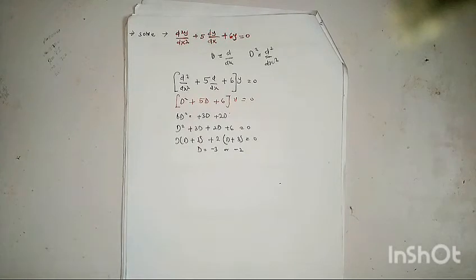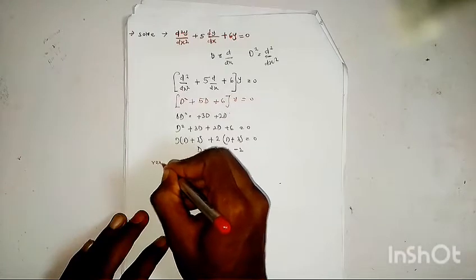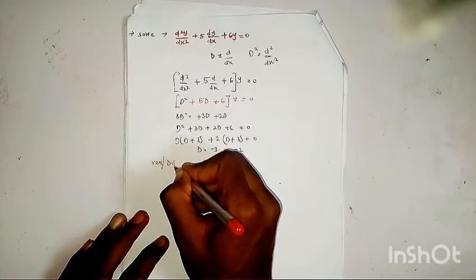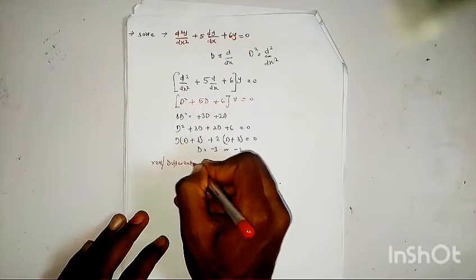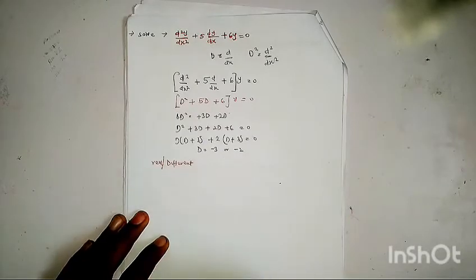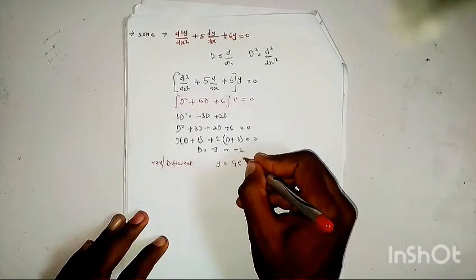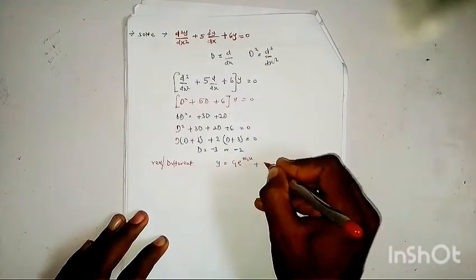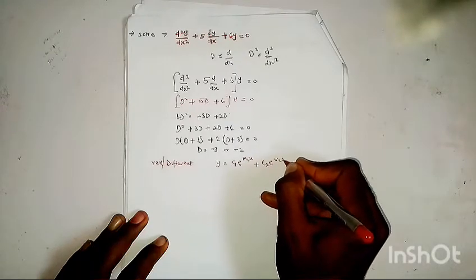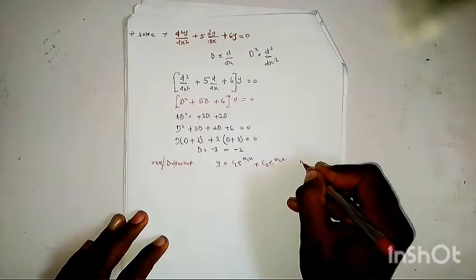So like I explained earlier before the start of the video, if you have a real and different root, the solution to a homogeneous differential equation automatically becomes y is equal to c1 exponential m1x plus c2 exponential m2x, where m1 and m2 are the roots of the equation.